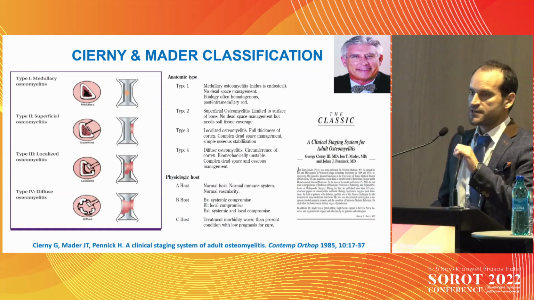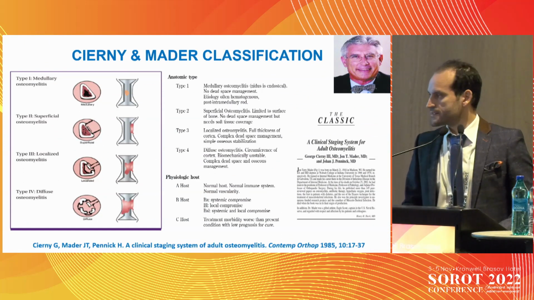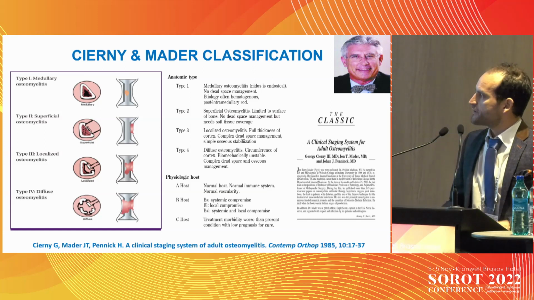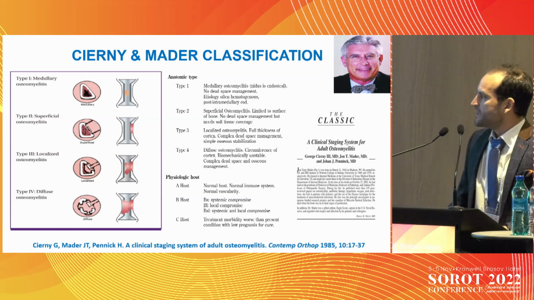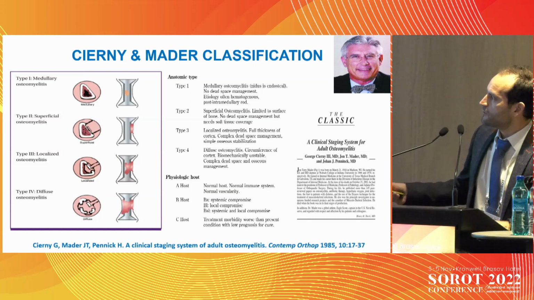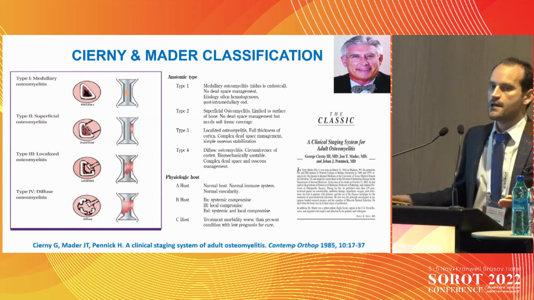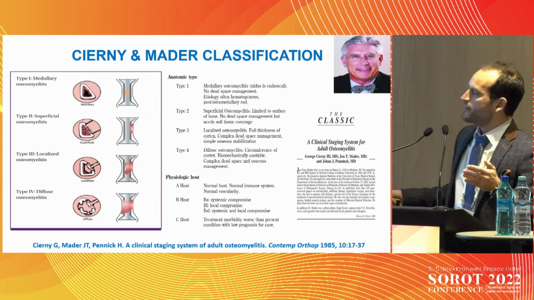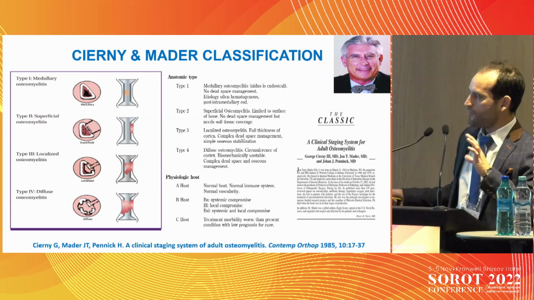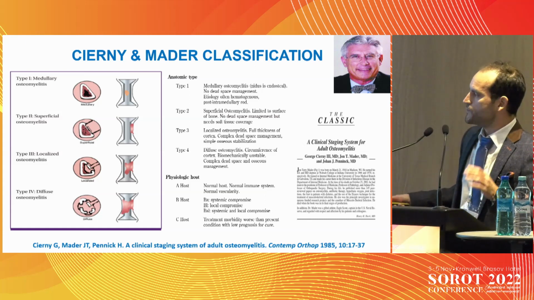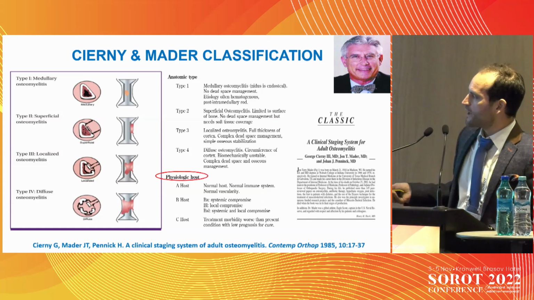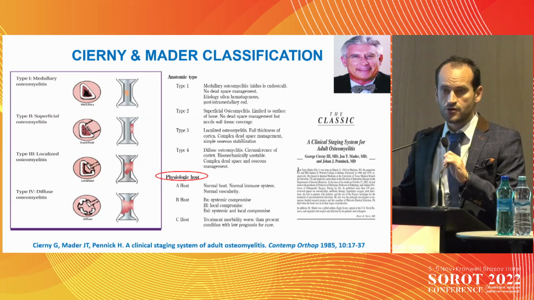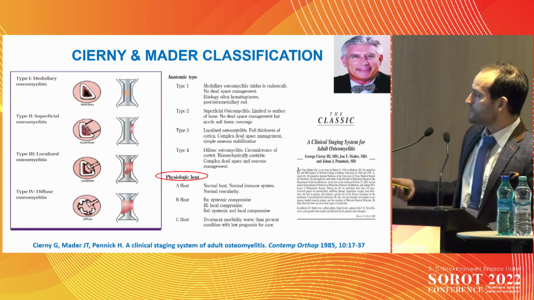So the Cierny classification, not the Czerny, as Marco said, the Cierny classification is a pretty simple classification. This guy here in the mid-80s told us that we have 4 types of osteomyelitis. This is the medullary, the superficial, the localized, which is both superficial and medullary, and the diffuse. What Cierny introduced, and it was important, is the physiological host. This means that we also have to look at our patient.